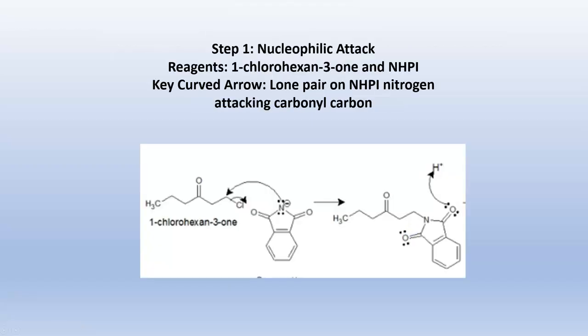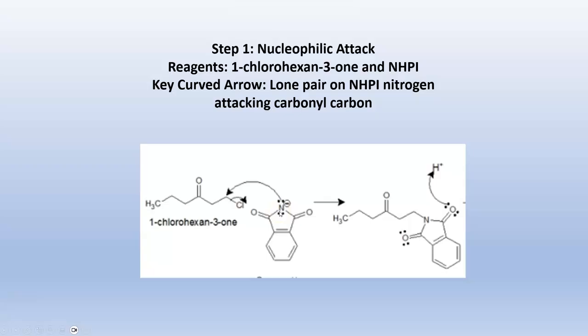The first step in this reaction mechanism is the nucleophilic attack. The reagents in this are the 1-chlorohexane 3,1 and NHPI. The key curved arrows to pay attention to are the lone pair on the NHPI nitrogen attacking the carbonyl carbon. In the first step of this reaction, we identify the electrophile as the carbonyl carbon of 1-chlorohexane 3,1, which is labeled here on the left. And the nucleophile is the nitrogen of NHPI, which carries a lone pair.